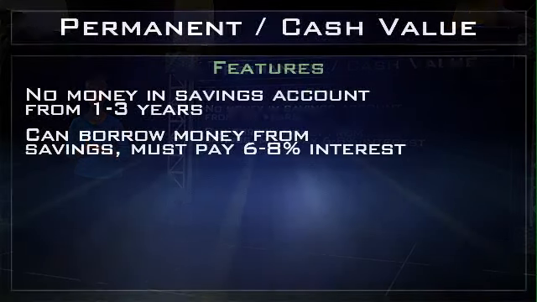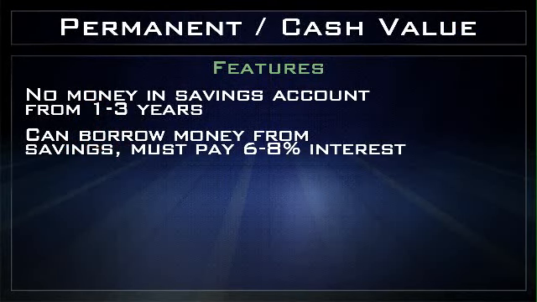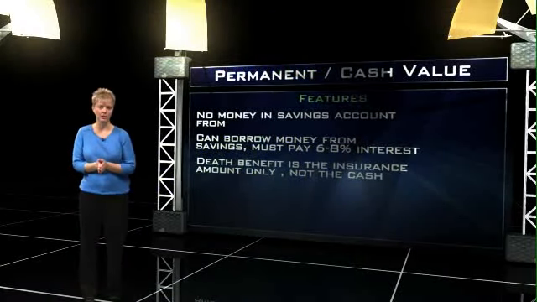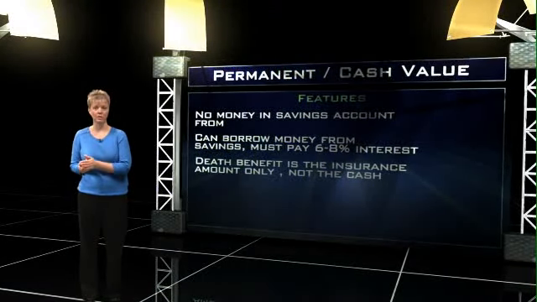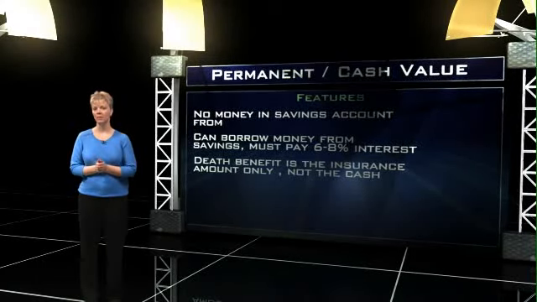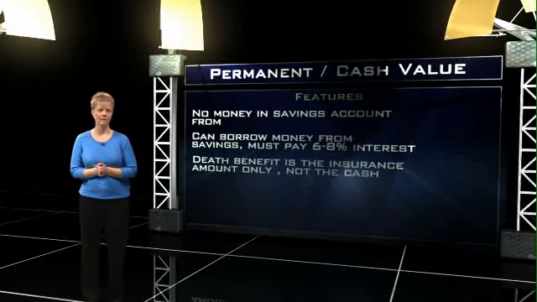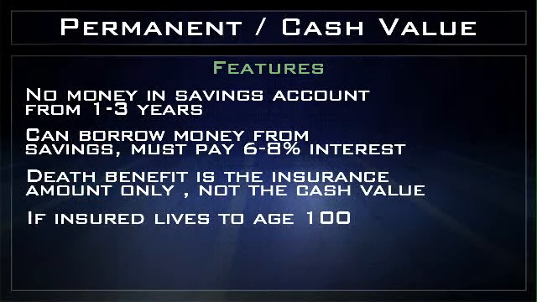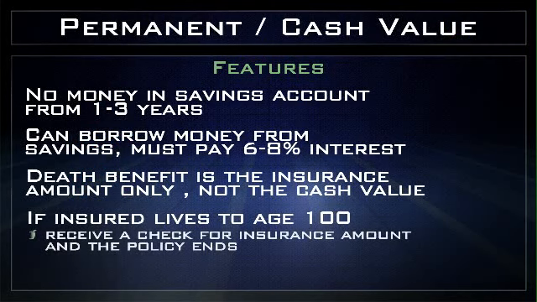Also, they have the opportunity to borrow against the savings. They will pay 6 to 8% interest on the money they borrow, and that is determined, of course, by the contract as well. And the death benefit in a whole life or a permanent policy is only the amount of insurance. So let's say a client has a $100,000 policy, but they've earned $5,000 in their savings or their cash. Upon death, the beneficiary will only receive that $100,000. And then, if the insured does live to age 100, a check from the insurance company will be sent to that client, and it will be in the amount of the coverage that they've been paying for.